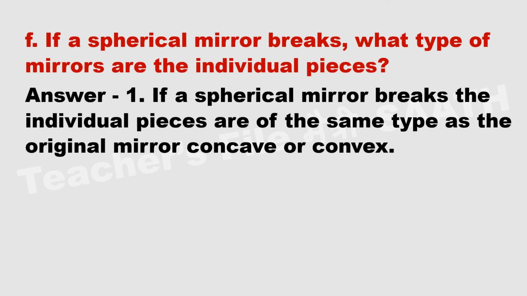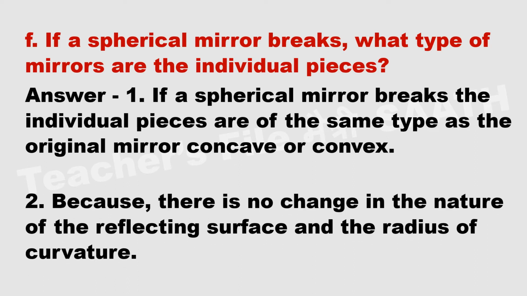If a spherical mirror breaks, what type of mirrors are the individual pieces? Answer. If a spherical mirror breaks, the individual pieces are of the same type as the original mirror, concave or convex, because there is no change in the nature of the reflecting surface and the radius of curvature.